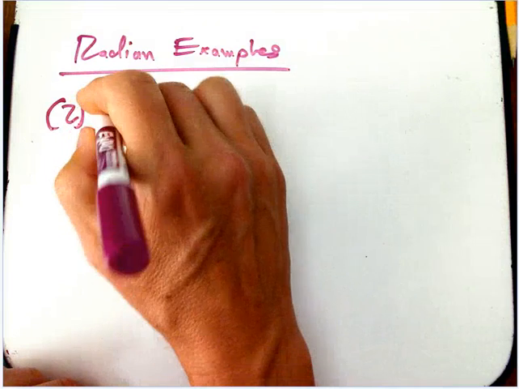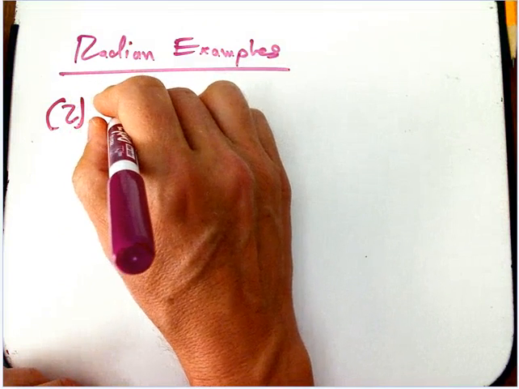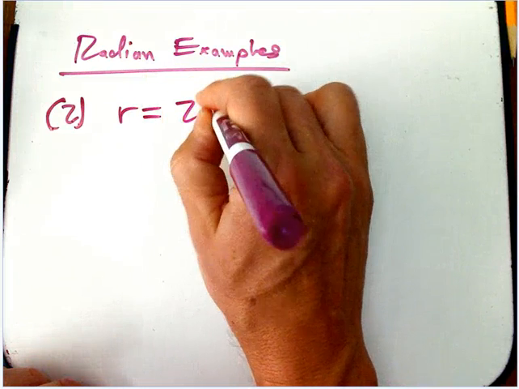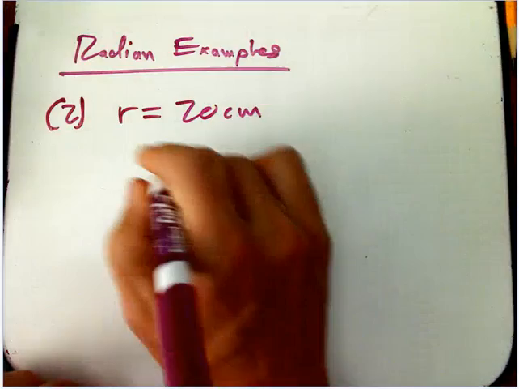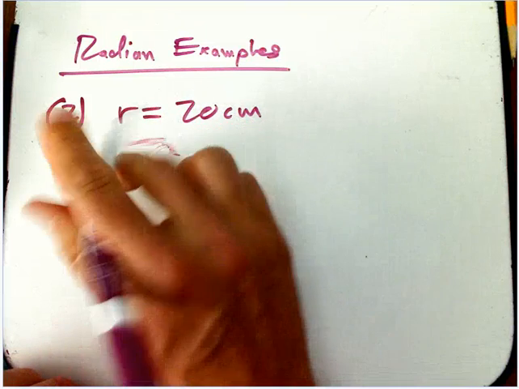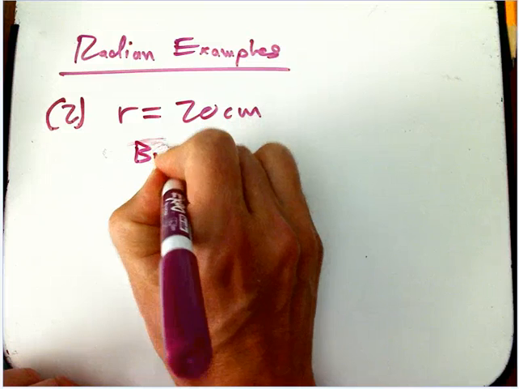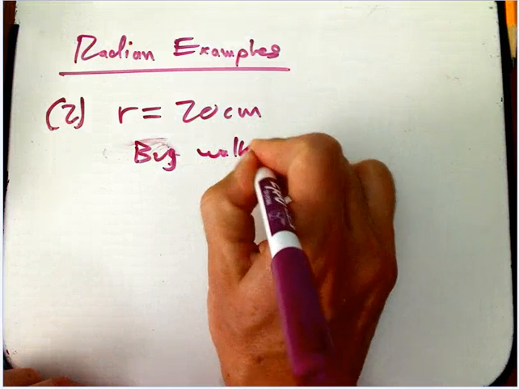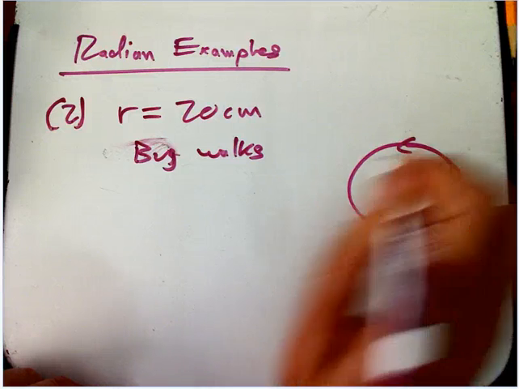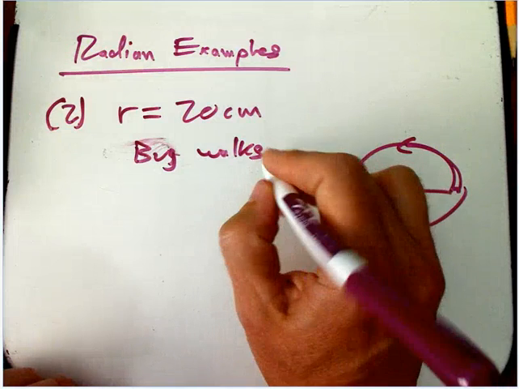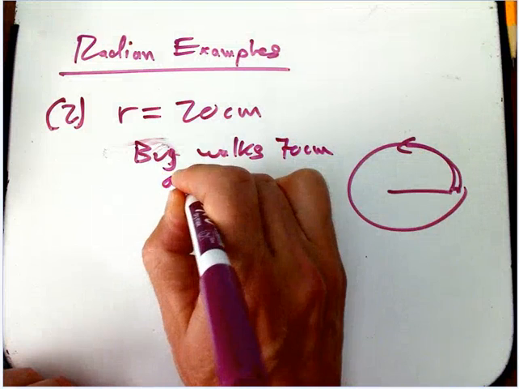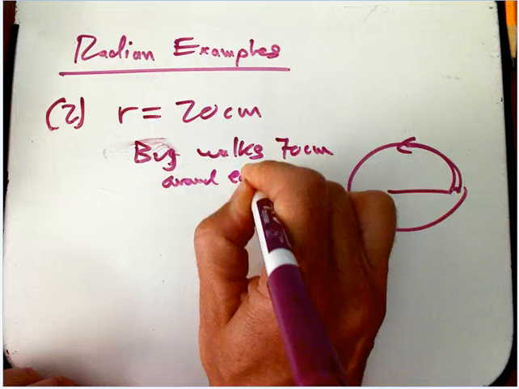So what about a backwards problem? Suppose you have a wheel of radius equal to 20 centimeters, rather smaller, and I don't want to walk. How about a bug walks? It's pretty small to be walking around. A bug, though, could walk around the edge of this circle, and let's say the bug walks 70 centimeters around the edge.